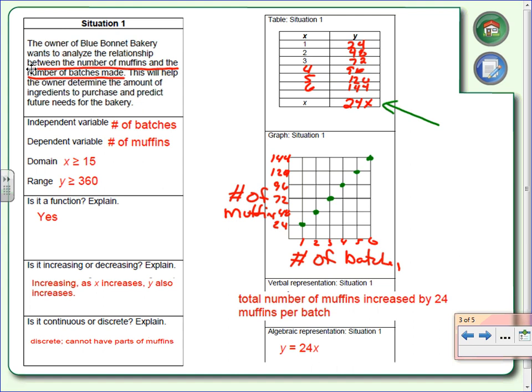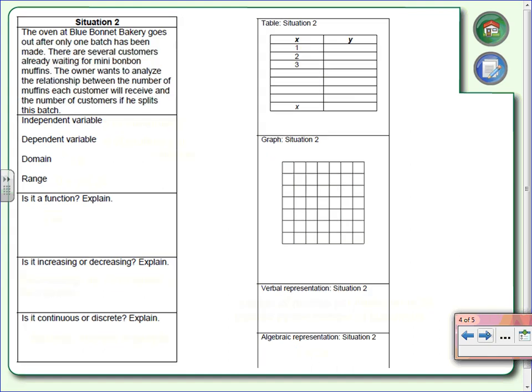So let's turn back to the first page, and let's take a look at the second situation. A little bit different. On the second situation, it says that the oven goes out. So the oven breaks. And they were only able to make one batch. That's all they made. Now let me ask you, if they only made one batch, how many muffins did they make? 24. So all they have to sell is 24 muffins.